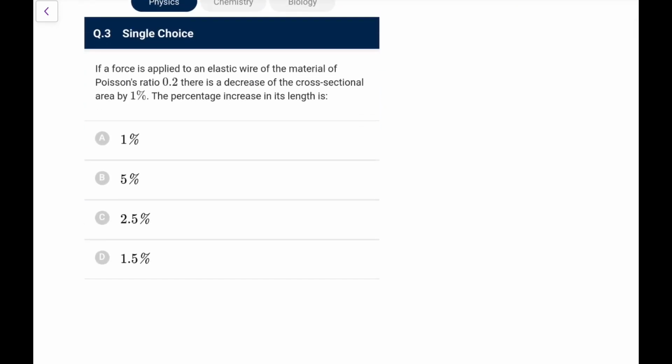If a force is applied to an elastic wire of material of Poisson's ratio 0.2, there is a decrease in the area by 1%. The percentage increase in its length is going to be. Now Poisson's ratio is 0.2 and the decrease of the cross-sectional area is 1%. Now Poisson's ratio you calculate as minus dr by r upon dl by l, or delta l by l, whatever you can write. So dl by l would be, because it is a decrease, it will become positive. So that is 1% upon 0.2, that comes out as 5% in this particular case, or not 5%, let me do it.